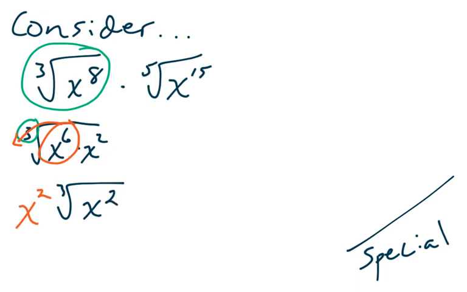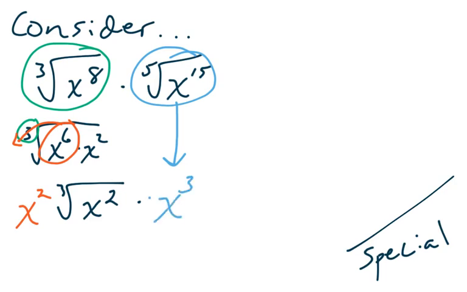Now, what about over here? What about this fifth root of x to the 15th? Do you realize that whole thing can be taken out? Because 15 is already divisible by 5. So I take out that entire x to the 15th. We divide it by the 5. That's that root. And we end up with an x to the third.